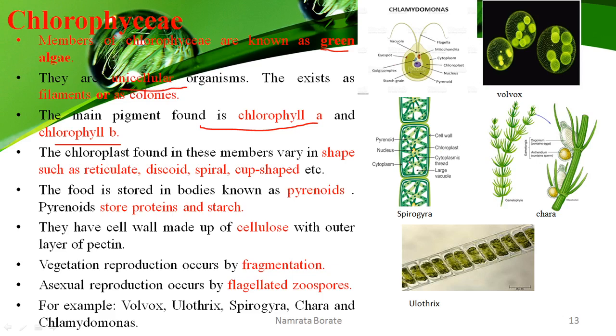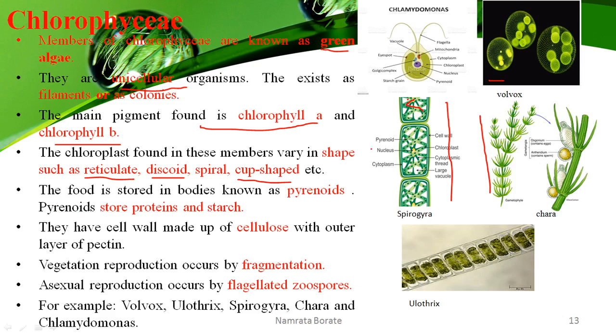Some algae may be filamentous. You can say this one is a filamentous algae. That's Spirogyra, an example of filamentous algae. And some algae are present in the colonial form. The chloroplast found in these members is varied in shape. It may be reticulate, it may be discoid, it may be spiral, you can say this one is spiral, or it may be cup shaped.